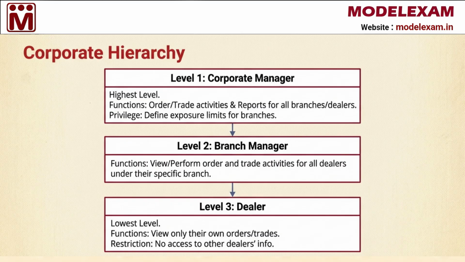Within a professional trading firm, there is a clear corporate hierarchy to keep things organized. At the highest level, we have the corporate manager who oversees everything and has the special power to define exposure limits for different branches. Below them is the branch manager who looks after the trades and dealers in their specific branch. At the entry level, we have the dealers who can only view and manage their own specific orders and trades.